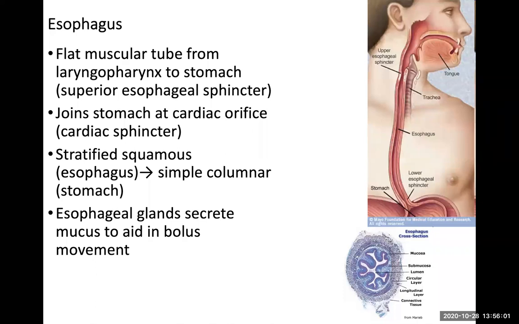Another important feature of the esophagus, as far as the structures that we find there are concerned, is that within the esophagus, we have goblet cells that play an important role in secreting mucus that coats the bolus and makes it easier to slide down the esophagus on its way to the stomach.